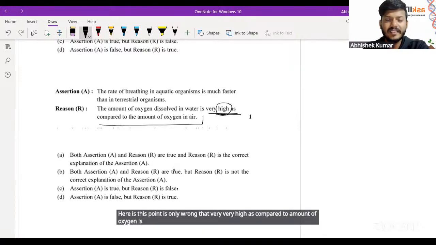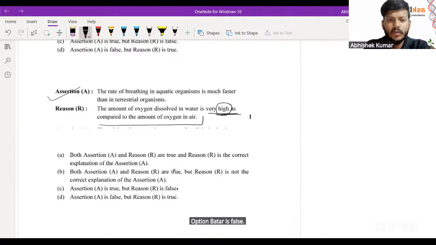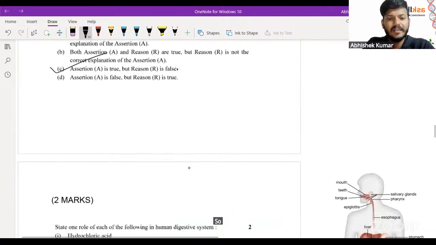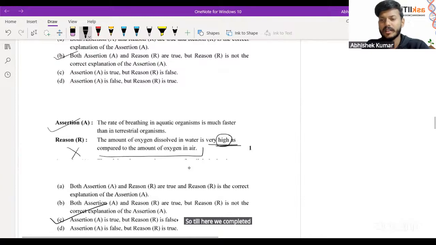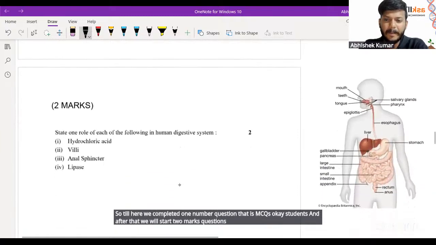So what will be the answer? Option C. A is true, but R is false. You can see what is written here, that the amount of oxygen dissolved in water is very high, but it should be low. So option C is the correct answer. So till here we completed the one-mark questions, that is MCQs. Okay, students, and after that, we will start 2 marks questions.